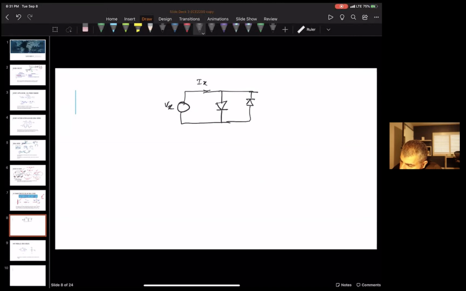Okay, can you think about drawing the V sub x over I sub x curve? Try taking a shot at that and see what it looks like. And again, notice these diodes are pointing opposite of each other, but they're in parallel.